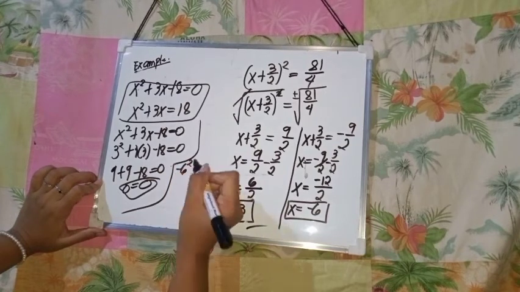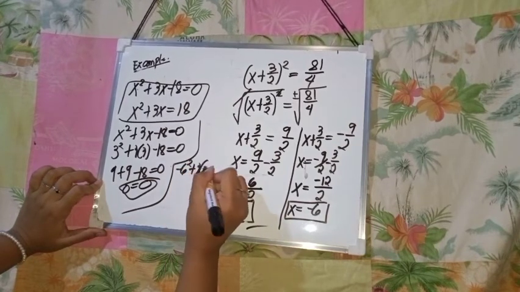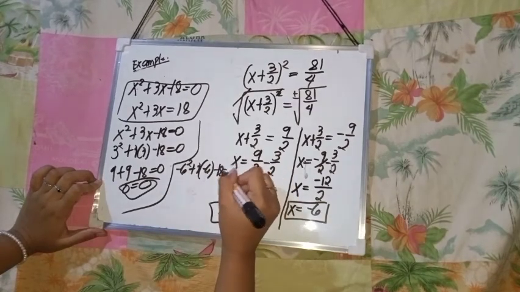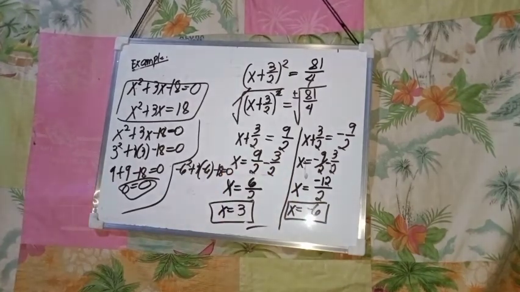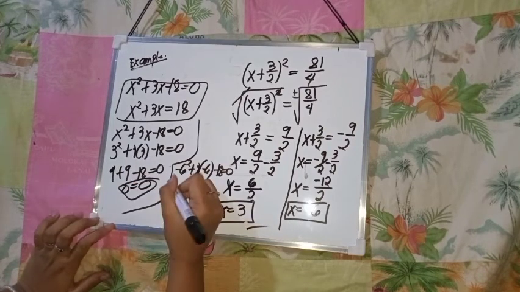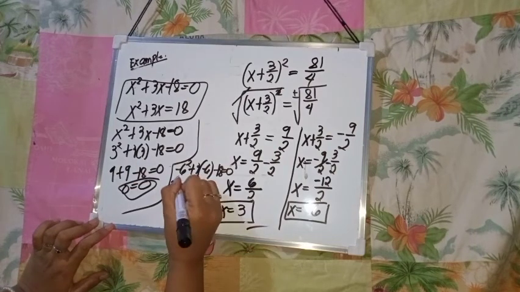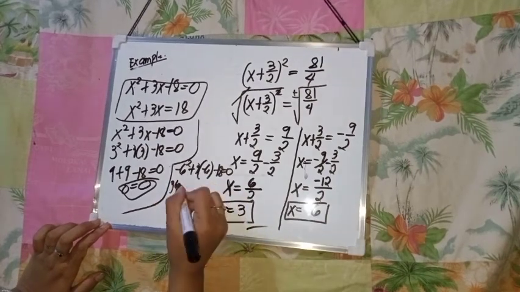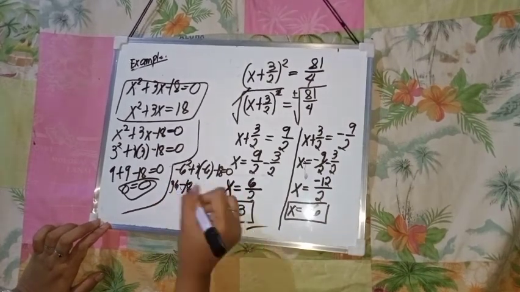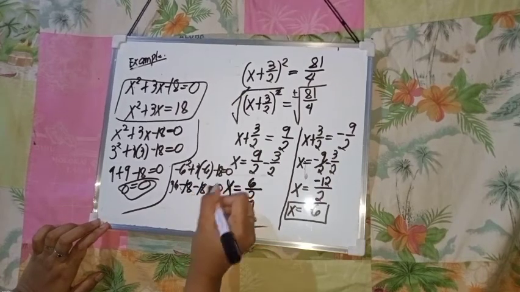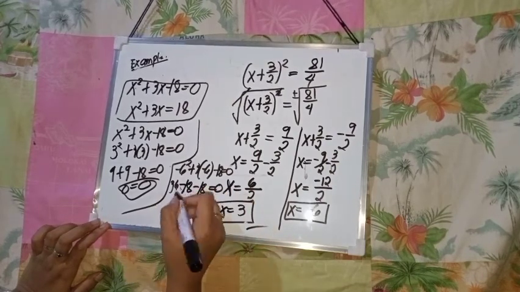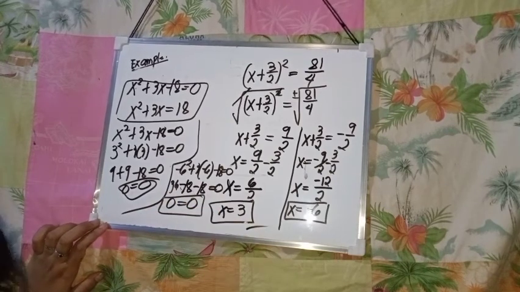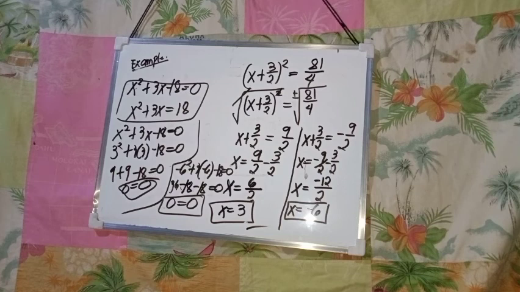The other one, negative 6 squared plus 3 times negative 6 minus 18 is equal to 0. So negative 6 squared is 36, positive 36, plus negative 18, minus 18 is equal to 0. So 0 is equal to 0. So the values for x are 3 and negative 6.